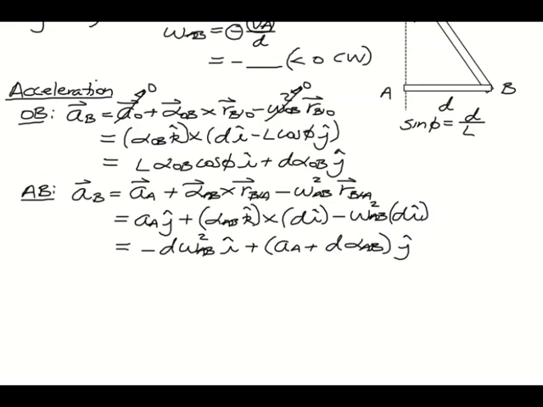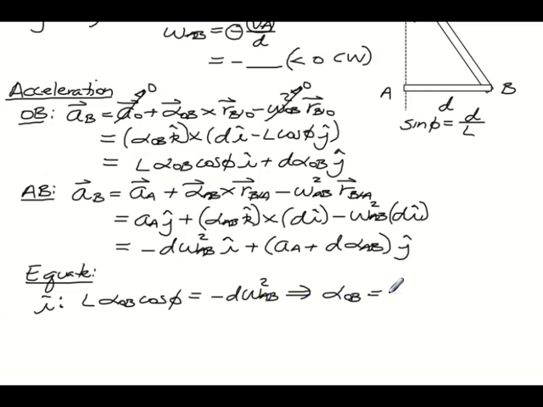I have two expressions for the same thing, the acceleration of B. Components must be the same, so when I equate these, what do I want to do? Probably no advantage one way or the other. Well, let me try the I components first. L alpha OB cosine phi is equal to minus D omega AB squared. So this says that the angular acceleration of OB is going to be a minus D omega AB squared, we know that, divided by L cosine phi. So the negative sign means my original assumption of plus was wrong, but plus meant counterclockwise, so that means the angular acceleration is clockwise.